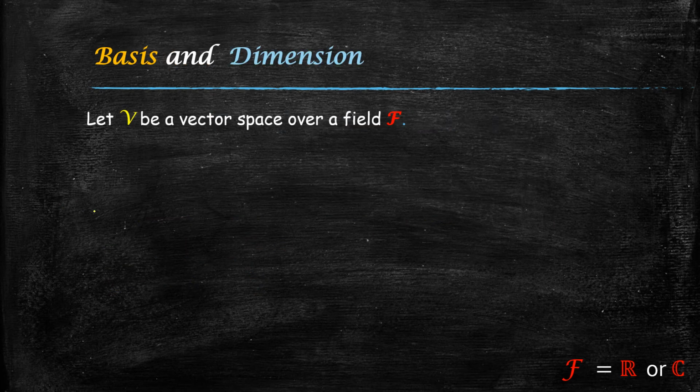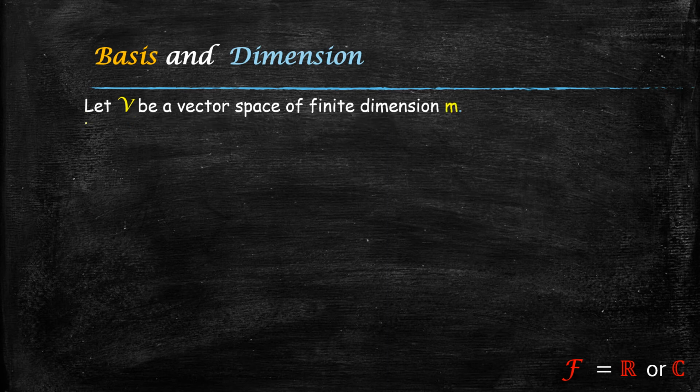Let us try to understand this concept of basis and dimension more clearly. Let V be a vector space of finite dimension m.